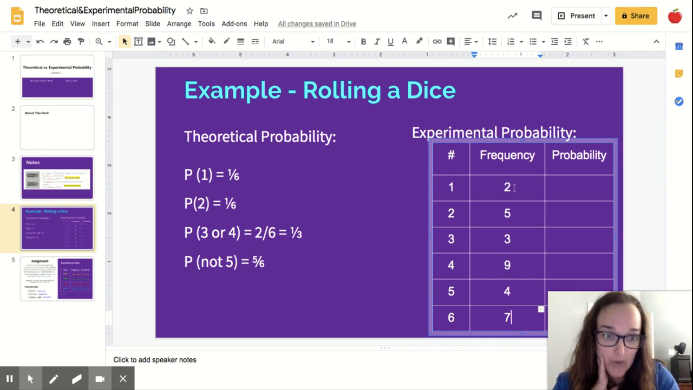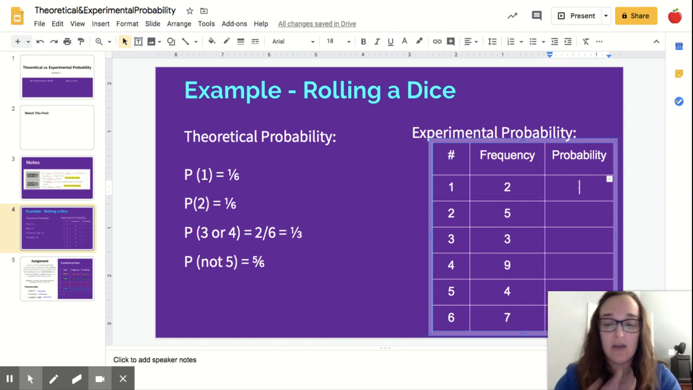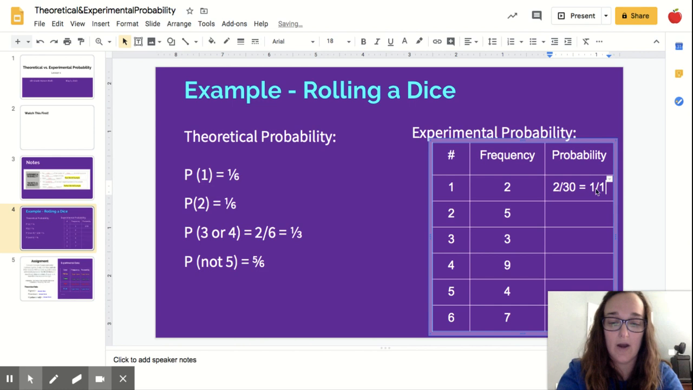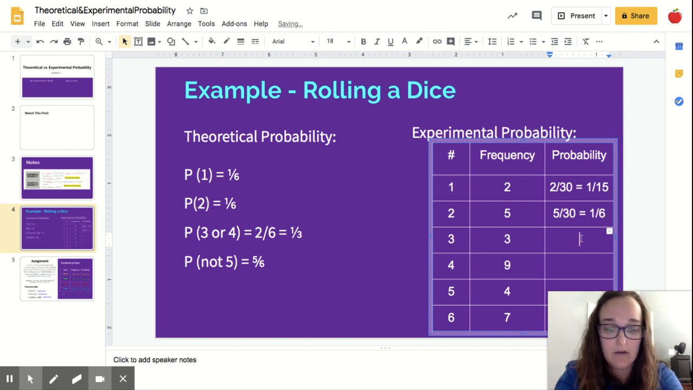So my frequency is how many times that number actually showed up. And then my probability, I would put 2 out of 30 because it showed up twice out of 30. And then I could simplify that to 1 out of 15. 5 out of 30 would simplify to 1/6. 3 out of 30 would simplify to 1/10.